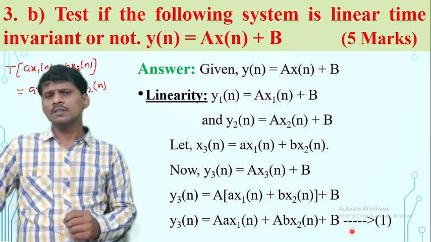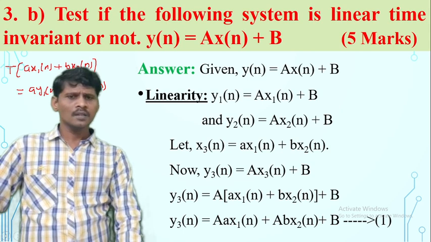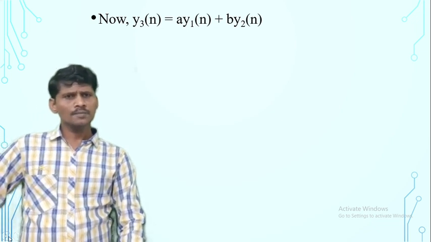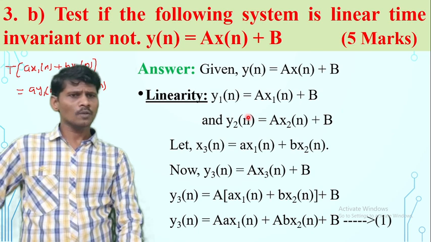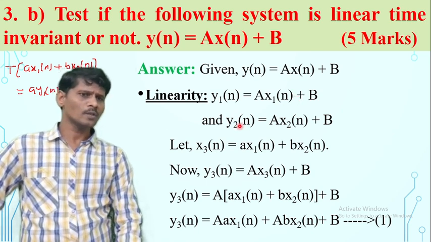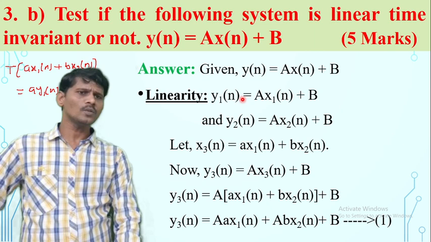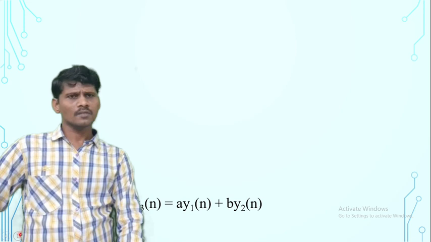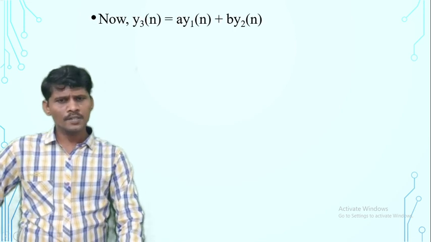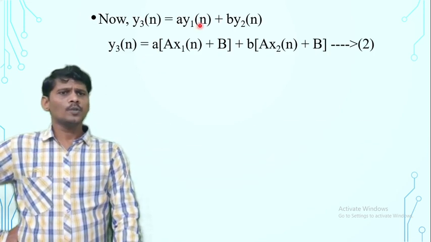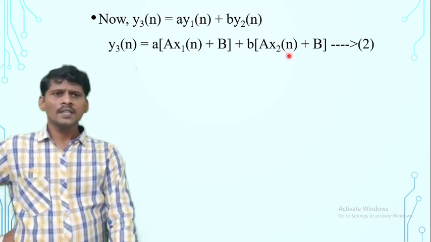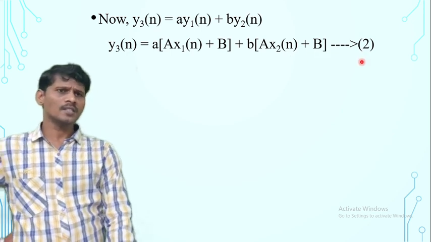That is considered as equation 1. So now calculate y3 of n is equal to a y1 of n plus b y2 of n. Here y1 of n is equal to this value, and y2 of n is equal to this value. Substitute y1 of n and y2 of n into this equation. We get y3 of n is equal to small a into y1 of n, which is A x1 of n plus capital B, plus small b into y2 of n, which is A x2 of n plus capital B. This is considered as equation 2.